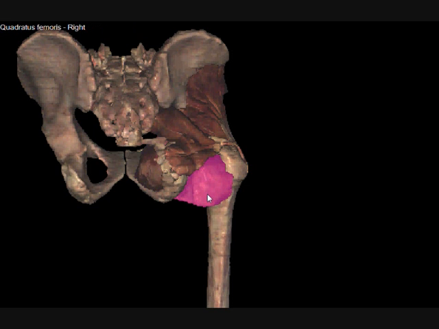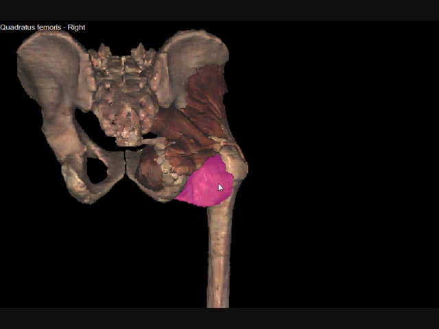The last external rotator is the quadratus femoris muscle. The quadratus femoris muscle arises from the lateral surface of the ischial tuberosity, and it passes laterally to insert into the tubercle on the intertrochanteric crest on the posterior aspect of the femur. To be honest, I've forgotten what that tubercle is called.